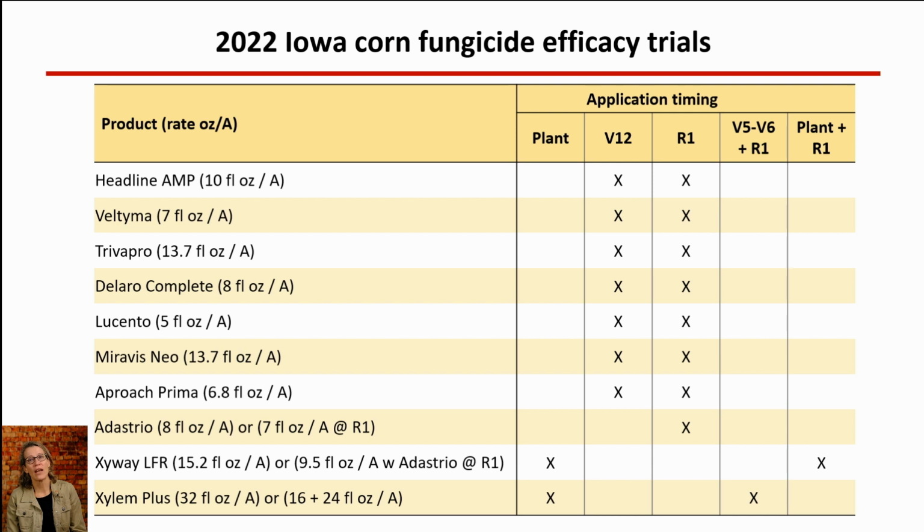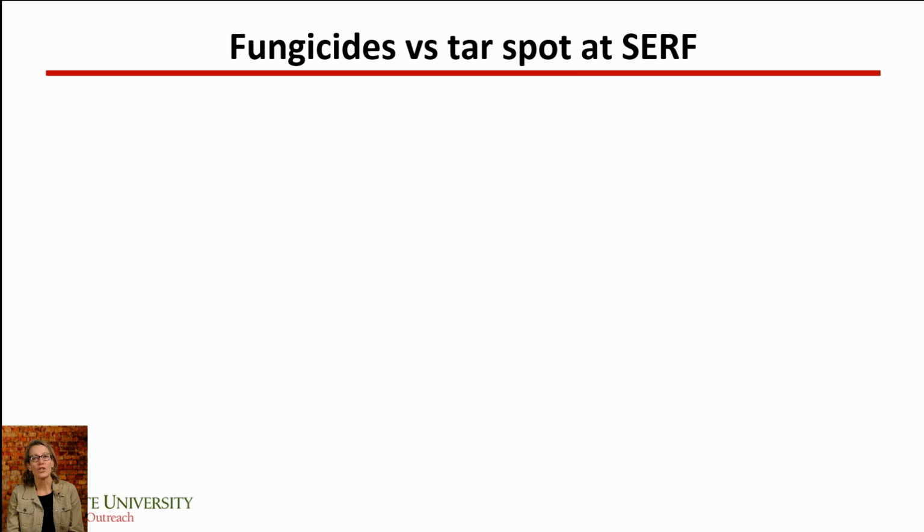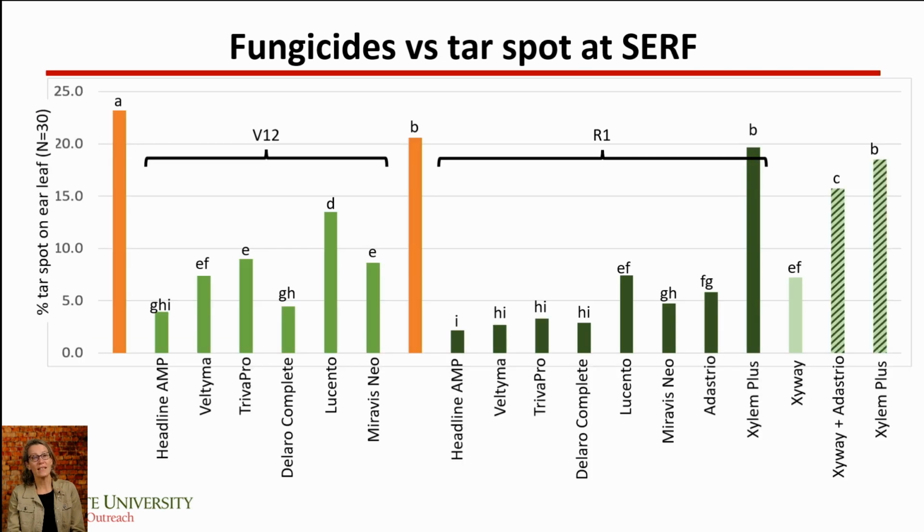So the products that we tested are listed there, most of the usual products, and we applied at V12 and R1. And then we had the Xyway that was applied at planting, just sprayed over the furrow, and we did not apply that in furrow, and the Xylem Plus that was applied in furrow. And then we also had applications of Adastrio with a lower rate of Xyway at R1, and the Xylem Plus was applied at V5 and R1. So let's have a look at that data.